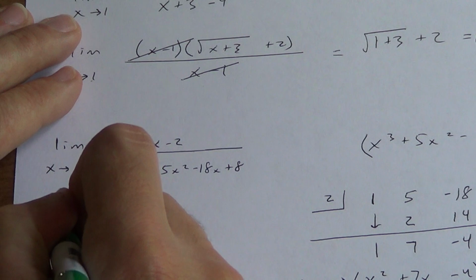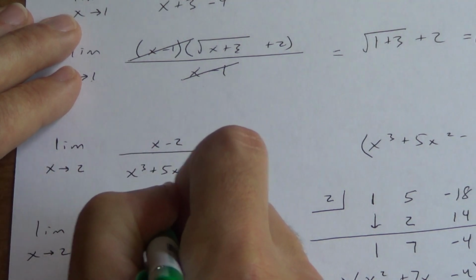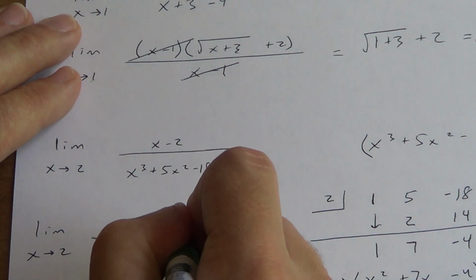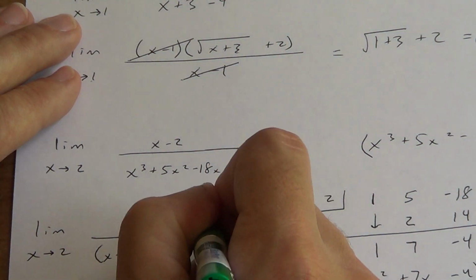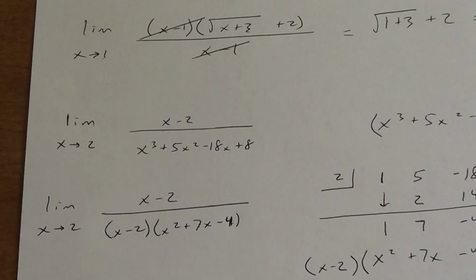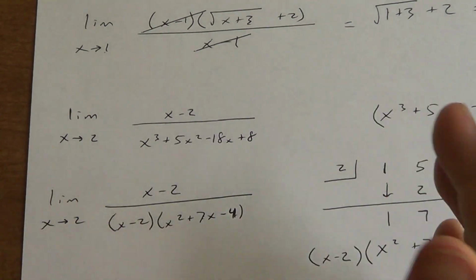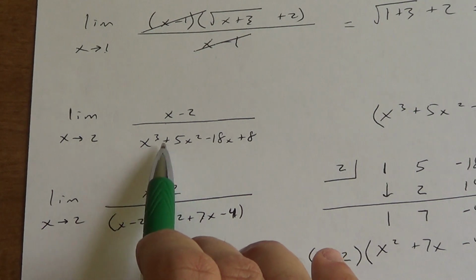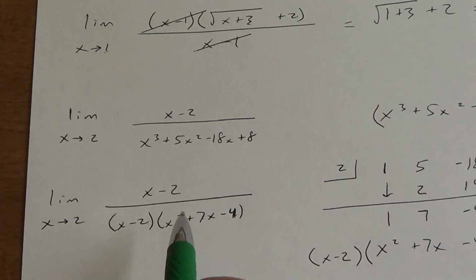I'm going to write my limit as x approaches 2 of x minus 2 over x minus 2 times x squared plus 7x minus 4. Now once again, I didn't even try putting 2 in at the beginning. I probably should have. Part of the reason I keep forgetting to do that is I designed all these so that you'll get lots of 0 over 0 ideas. Alright, but let's check it real quick. 2 minus 2 is obviously 0. 2 cubed is 8. 2 squared is 4 times 5 is 20, so there's 28. 18 times 2 is 36, so 28 minus 36 is negative 8, and negative 8 plus 8 is 0. So it was going to give us a 0 over 0 problem.